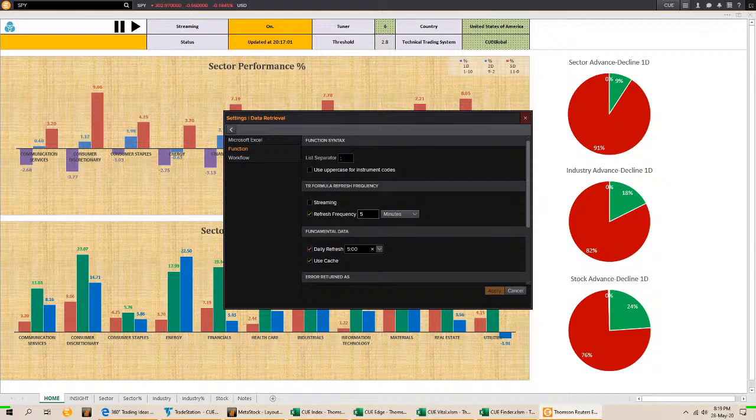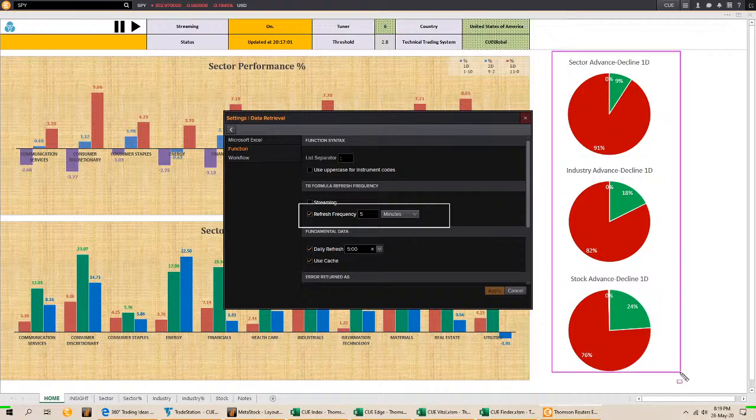And even for my charting, I don't use a 1 minute candle chart. I use 5 or 10 minutes. So if I keep the refresh frequency to 5 minutes here, that is perfectly okay. Every time a 5-minute bar completes, I can see what is the status of the sector, industry and stocks.